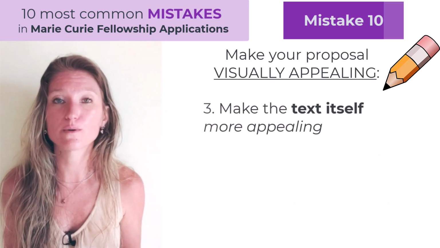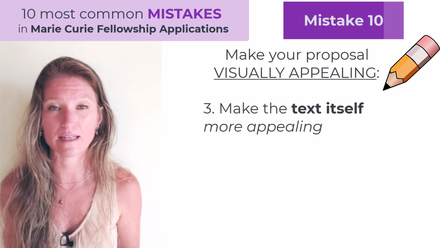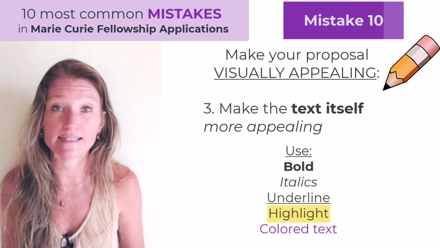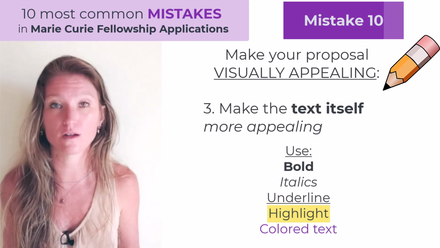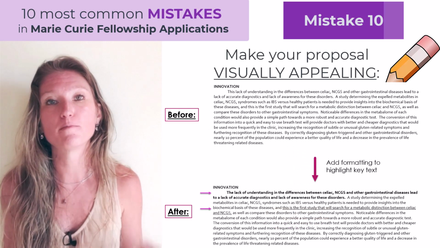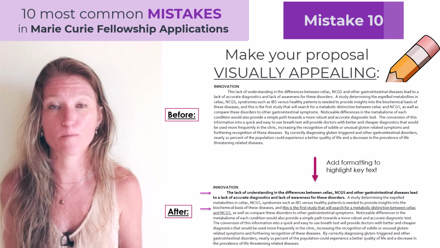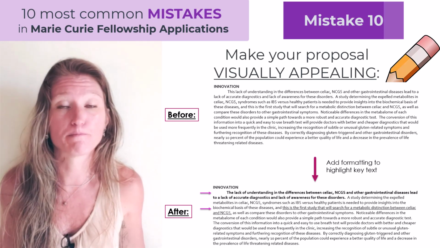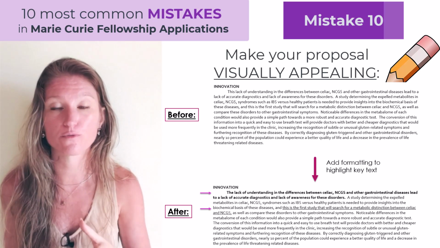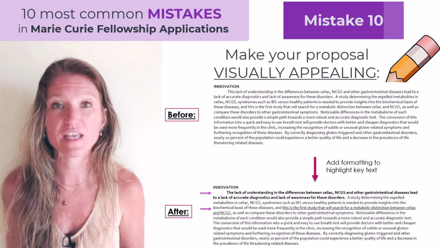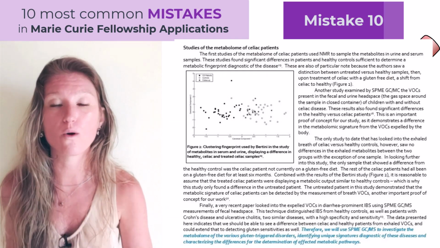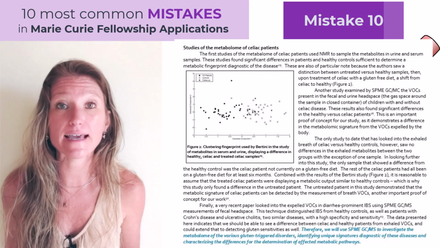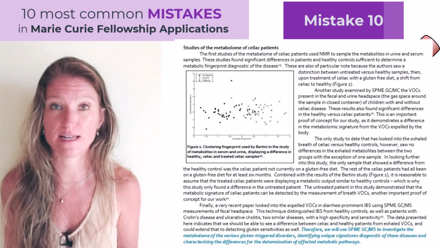Next, we're also going to make the text itself more appealing. Use bold, italic, underline, highlights, colored text, whatever. I use all of these things in proposals to make your key points stand out. If you need to discuss broader impacts, make the word broader impacts bolded somewhere in your proposal so the reviewer's eyes can go straight to it. If you want to make the goal of your proposal abundantly clear, make it a different color text. Change the color to blue, for instance.